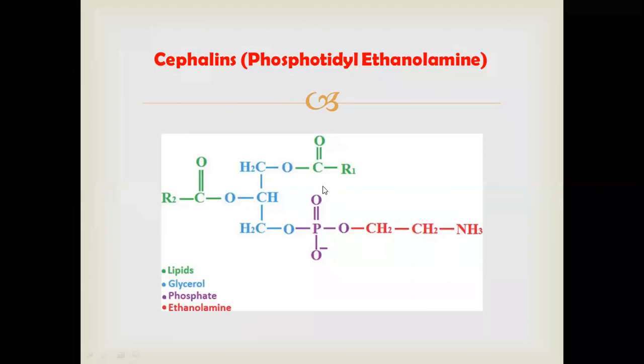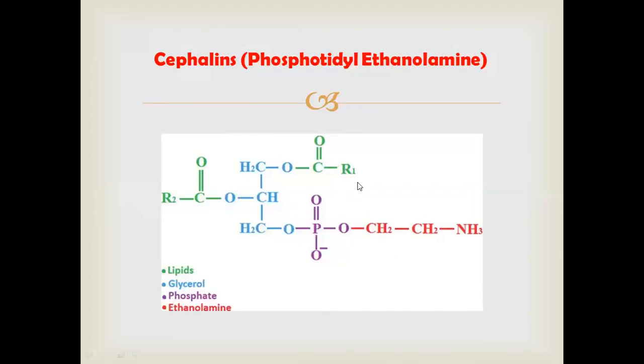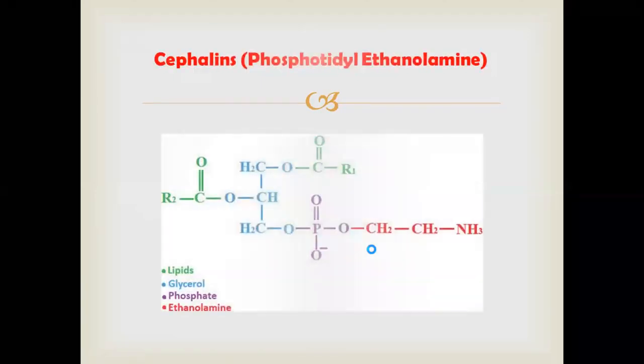The structure is similar to that of lecithin, that is on carbon number 1, R1 and R2. R1 represents where the fatty acid has to be attached. R2 also represents where the fatty acid has to be attached. This in blue is the glycerol, this is the phosphate group, and with the phosphate group you can see that a group is attached, that is ethanolamine.